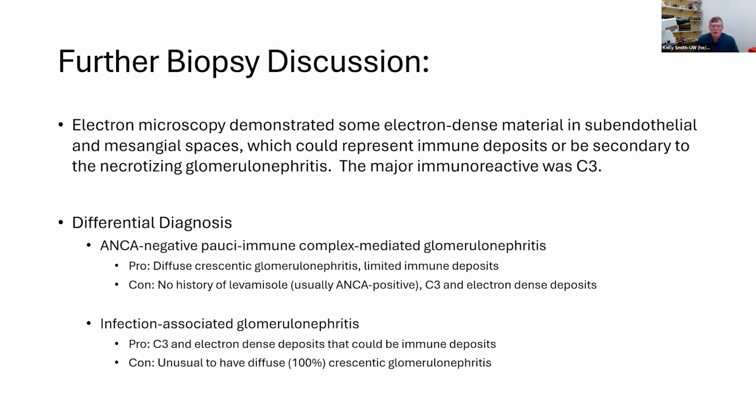The con in this instance is there was no history of levamisole use, so nothing to link the cocaine use to the glomerulonephritis. But that's also usually ANCA positive. And then the presence of C3 and electron dense deposits. So pro for infection, the C3 and electron dense deposits. The con is really it's unusual to have every single glomerulus involved by crescents in a case of infection-associated glomerulonephritis.